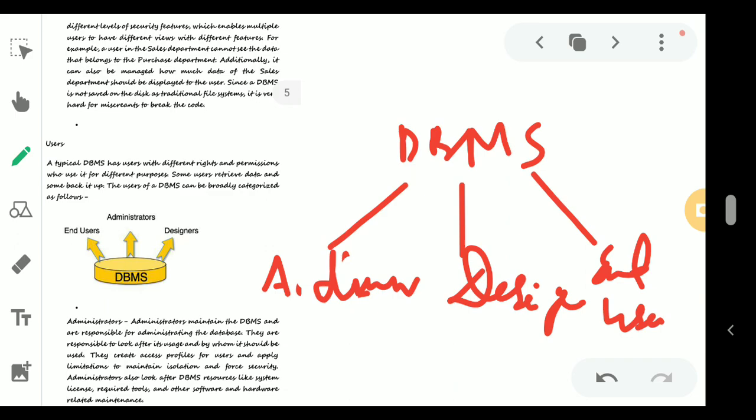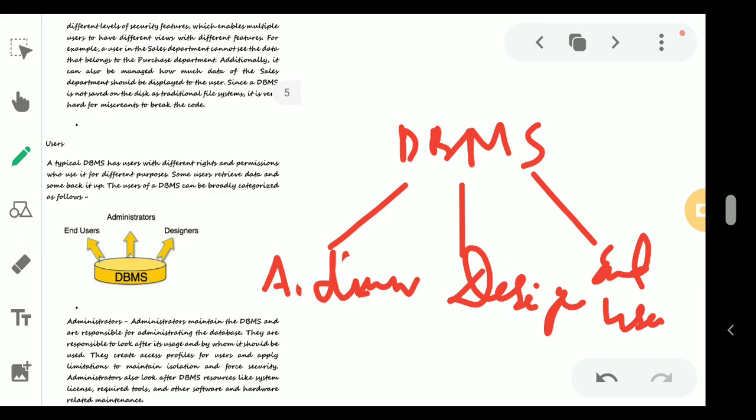They are responsible for looking after the users, deciding by whom it should be used. They create an access profile for the user and apply limitations to maintain isolation and enforce security. The administrator also looks after the DBMS resources like system licenses, required tools, or other software and hardware. So that is part of what our administrators do; they will look after the whole procedure.